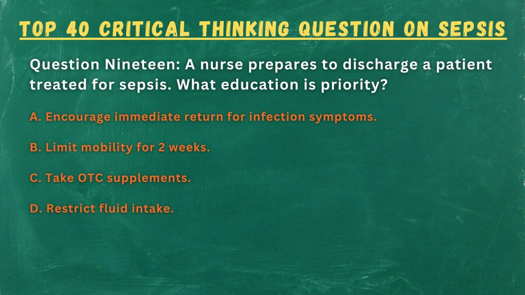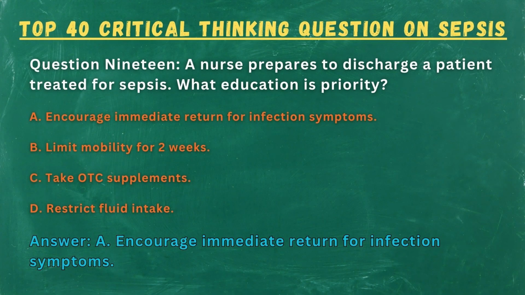Question 19. A nurse prepares to discharge a patient treated for sepsis. What education is priority? A. Encourage immediate return for infection symptoms. B. Limit mobility for 2 weeks. C. Take OTC supplements. D. Restrict fluid intake. Answer: A. Encourage immediate return for infection symptoms.